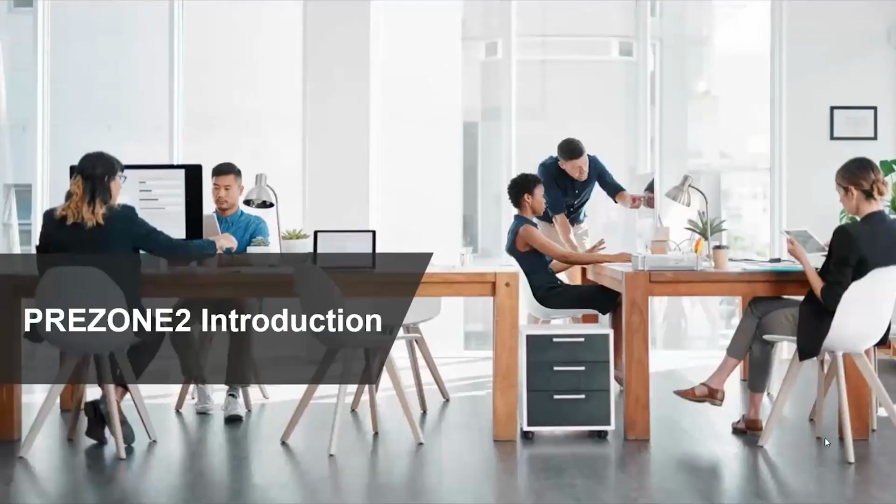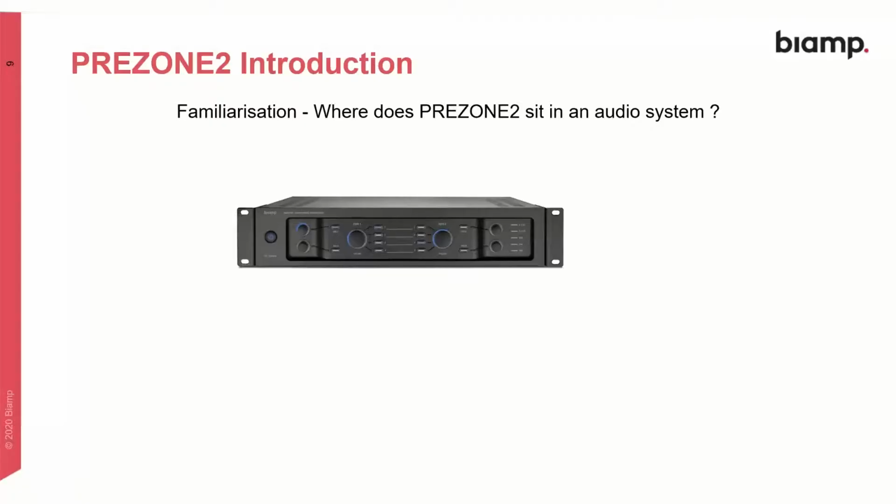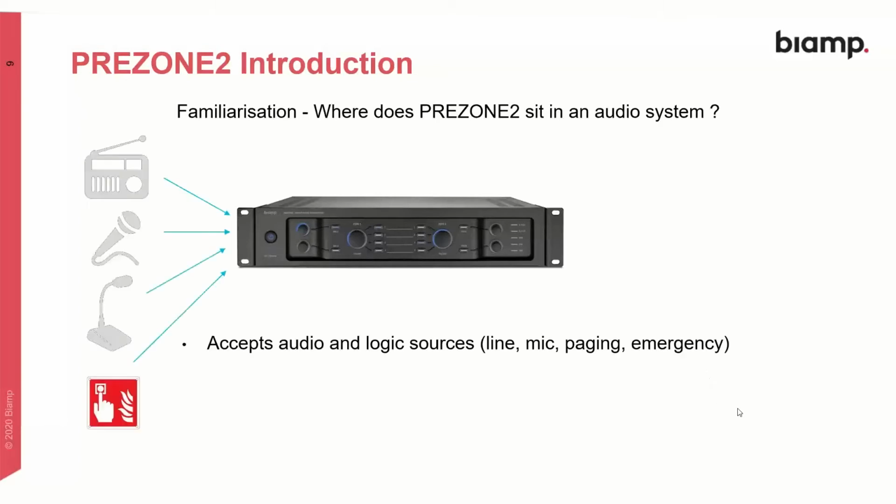So the introduction, just briefly, for those of you that are maybe not so familiar with audio signal path and how these systems go ahead. The way this works with the PREZONE2 is you have the PREZONE2 at the center of the system. You feed into it all of your audio sources and some logic signals. So this could be line level signals, mic level signals, a paging microphone, and emergency interfacing, of course.